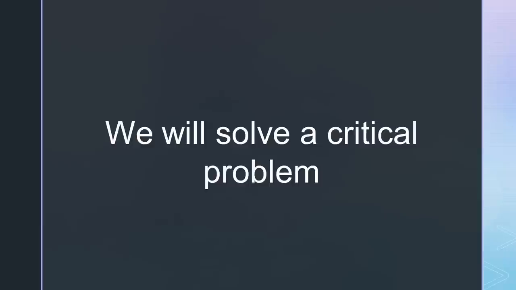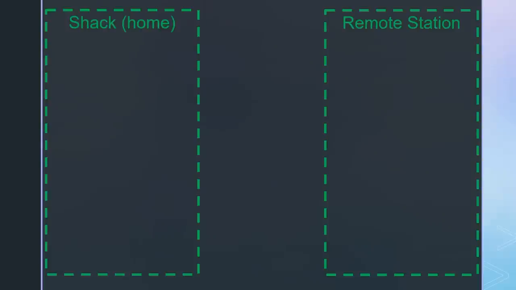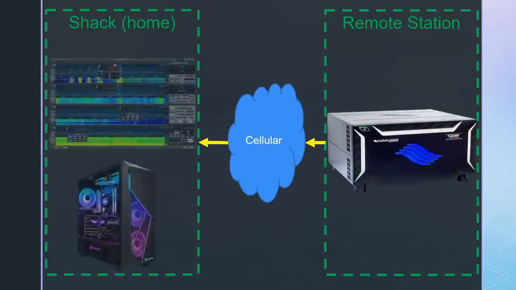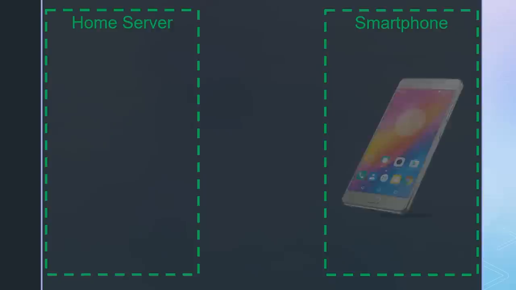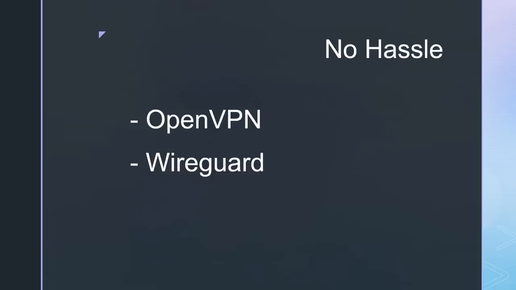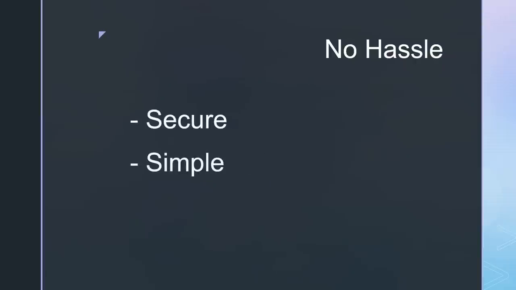Today, we will cover one of the most critical topics of such a project: connecting the Flex radio at the remote station to our shack PC at home. Fortunately, we can use the same technology to connect securely to our home network from everywhere without the hassle of OpenVPN or WireGuard. Secure, simple, and free of charge. So, this knowledge is valid for most of us.